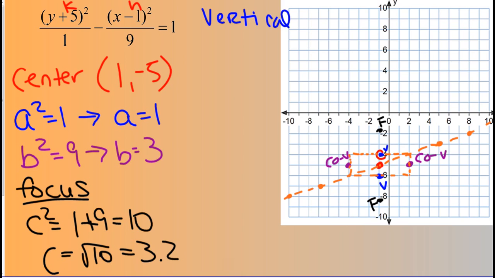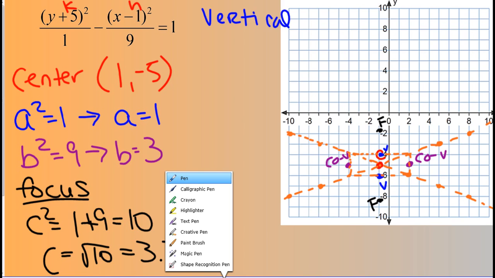So from that point here, we're going to go down 1 to the right 3, down 1 to the right 3. Okay. So then connect that. Remember, these are your asymptotes, and yes, we have to write the equation later. So from the center to the upper left, we went up 1 to the left 3. So we go up 1 to the left 3, up 1 to the left 3. So there you go. You can now graph your hyperbola.